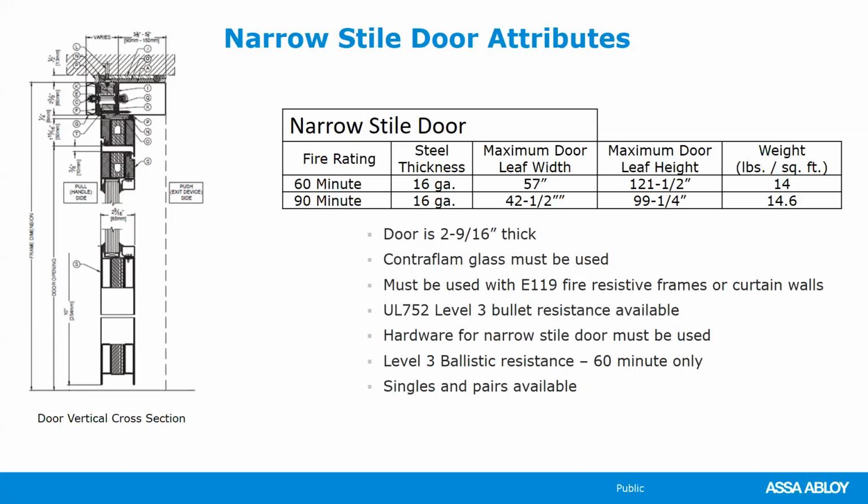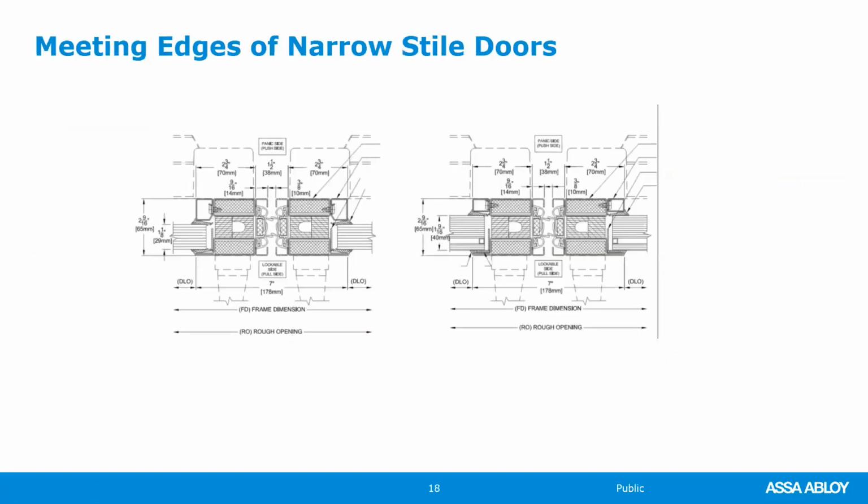You have to use Contraflam glass, and you have to use it in an E119 frame or in a curtain wall construction. That is because of the hardware that's unique to this narrow style door. You also have some rather serious restrictions with hardware that is available with this door. Just an illustration of the meeting edges of the doors if you have a paired opening.